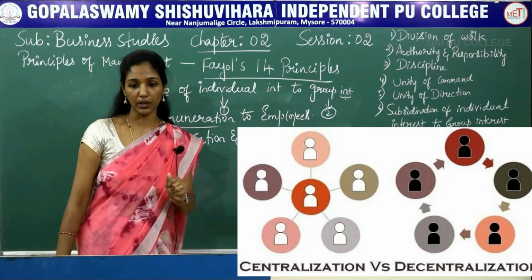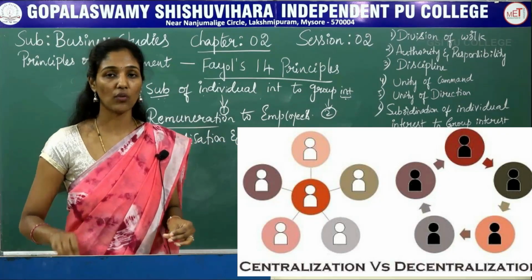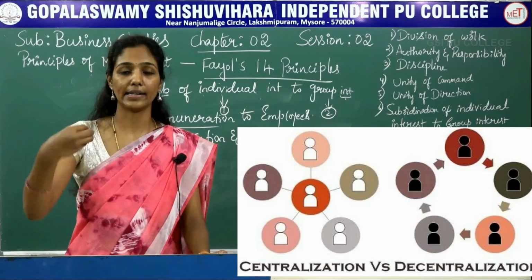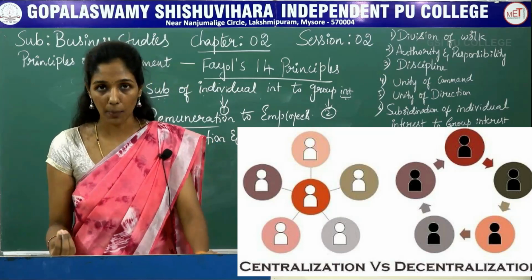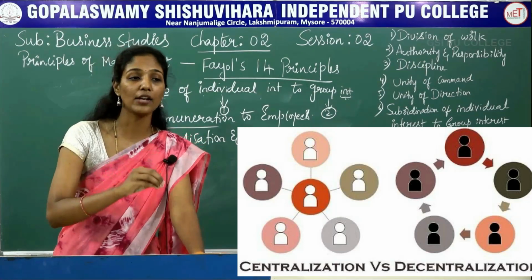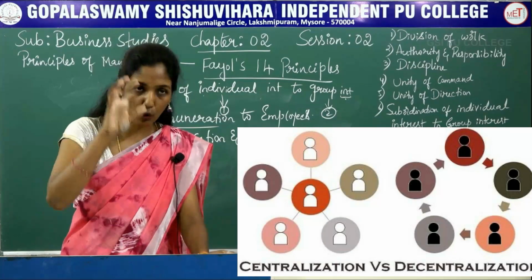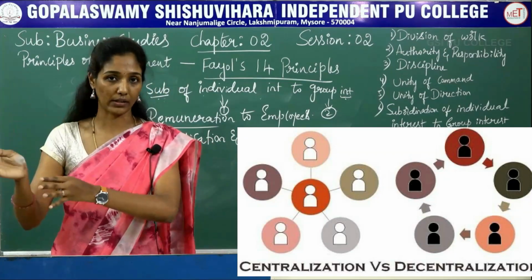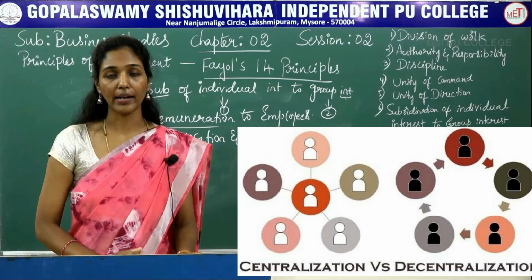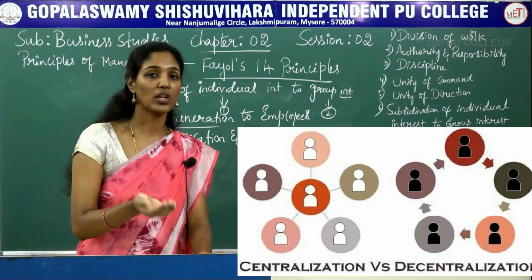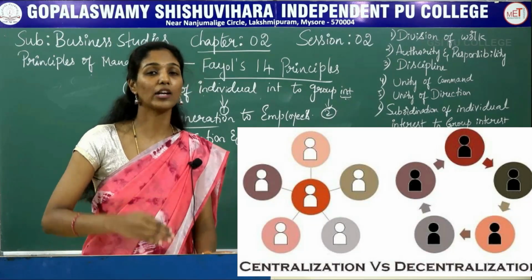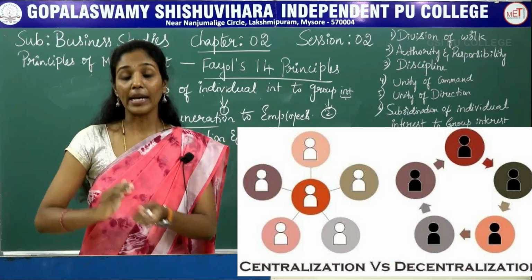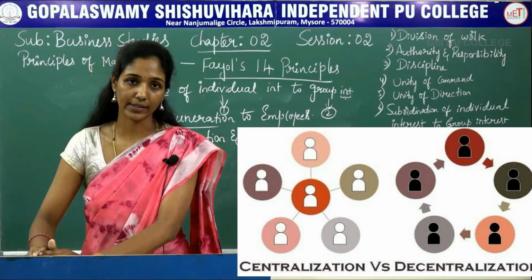Take for example, the decision in respect of determining objectives, policies, or planning and establishing branches or new companies should remain in the hands of the top level management. They only take the decision regarding those factors. And on the other hand, authority for the purchase of raw material, granting of leave to the employees in an organization should be delegated to their subordinates.